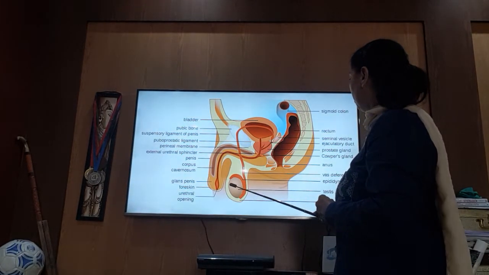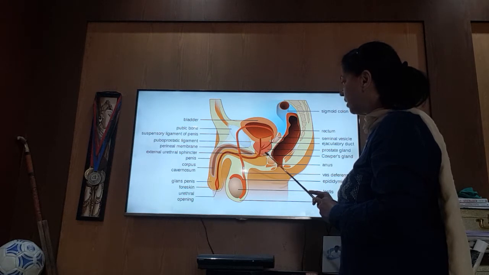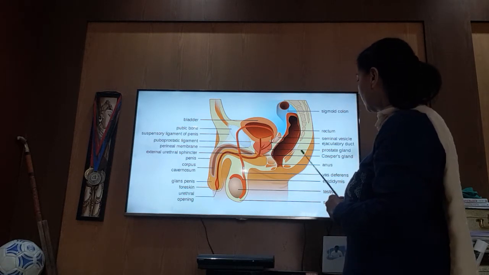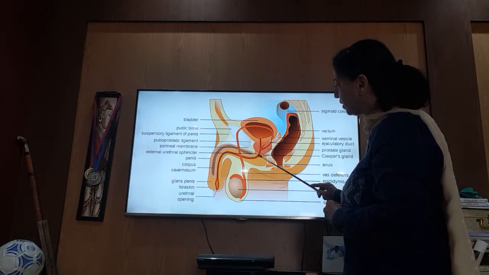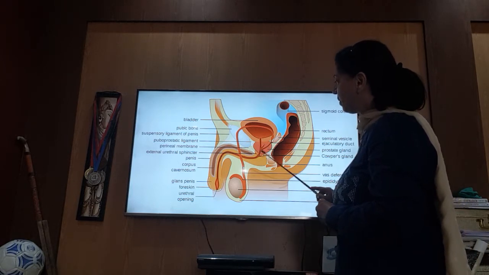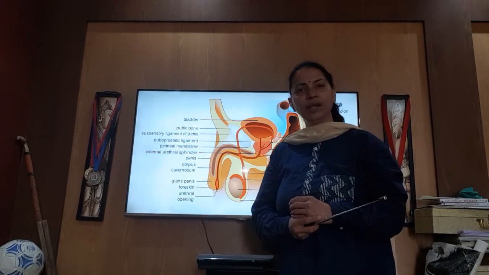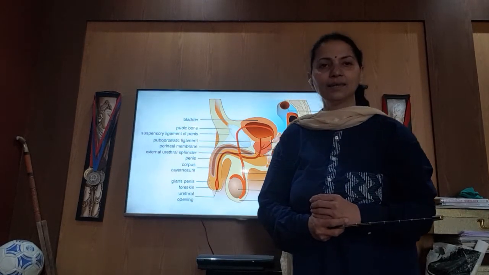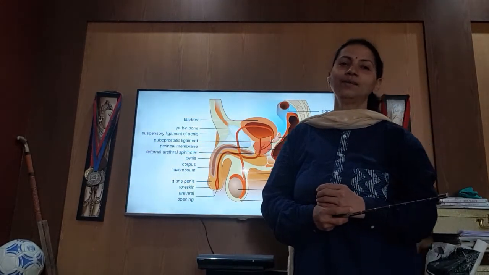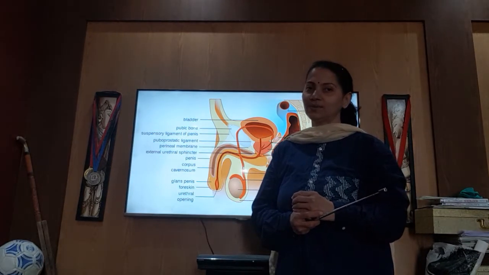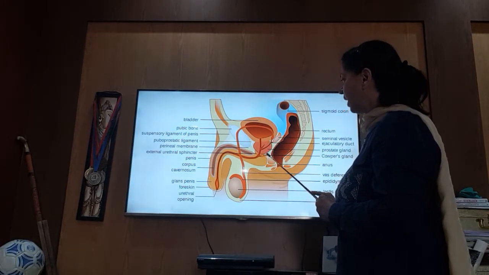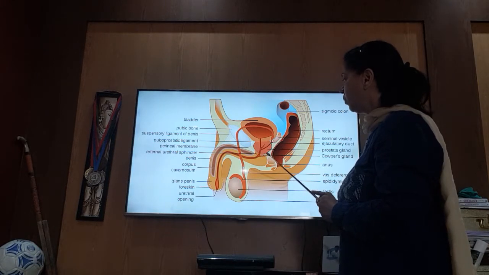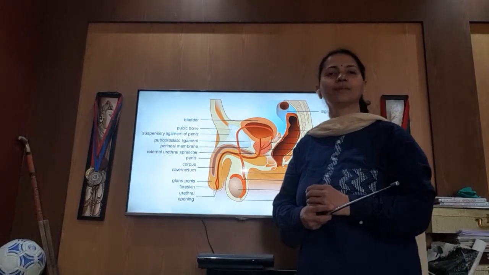Also the bulbourethral gland is there, which is also known as Cooper's gland. It is also adding its fluid to this seminal fluid. So 3 glands are adding their secretions to the secretion of testis: seminal fluid, prostatic fluid, and the fluid from bulbourethral gland or Cooper's gland.